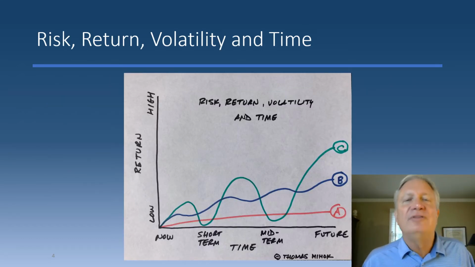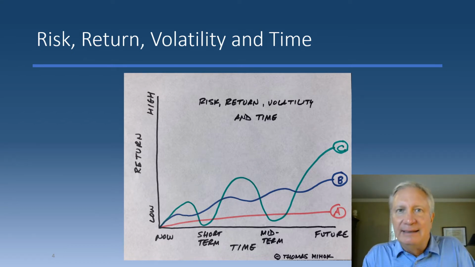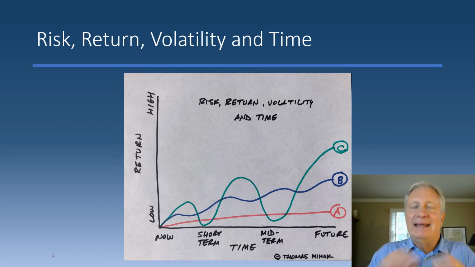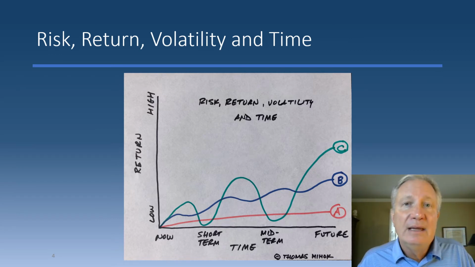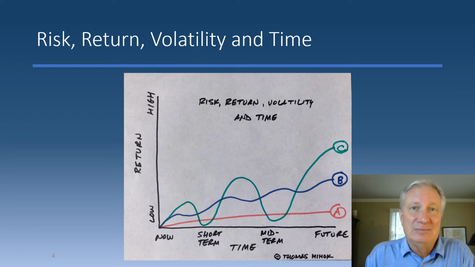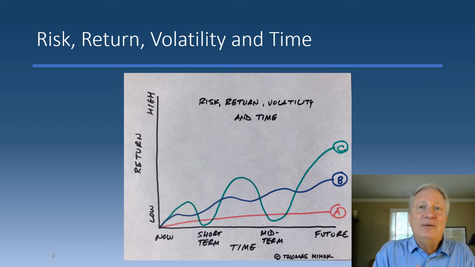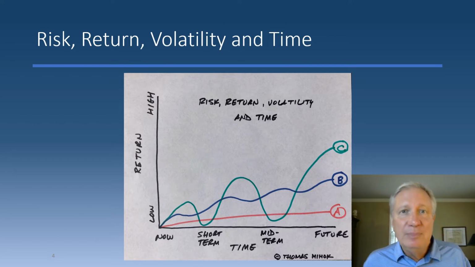Risk, return, volatility, and time. We know that returns and risk are related. For example, if you get a high rate of return, you're likely to have a greater risk in that investment. Now, the converse is not necessarily true. It doesn't mean that if you find something that's really risky, it's going to pay a lot in return. It might be very risky and not pay much. But in general, if you find a highly returning investment, it's going to be riskier.